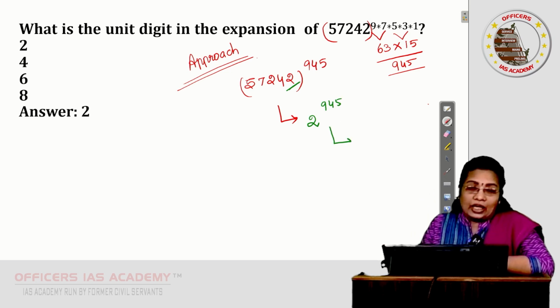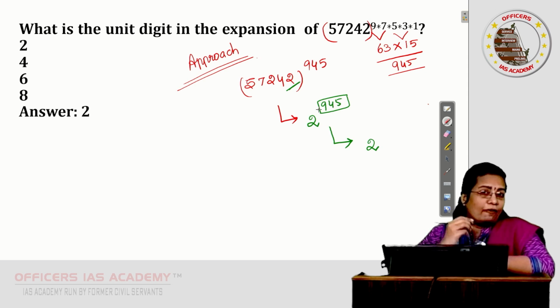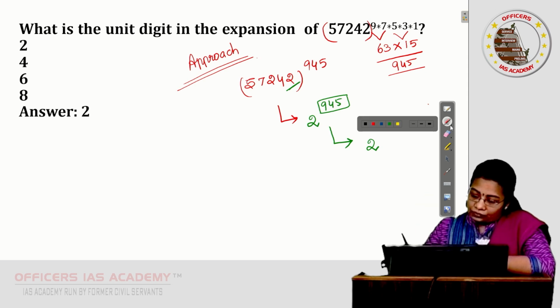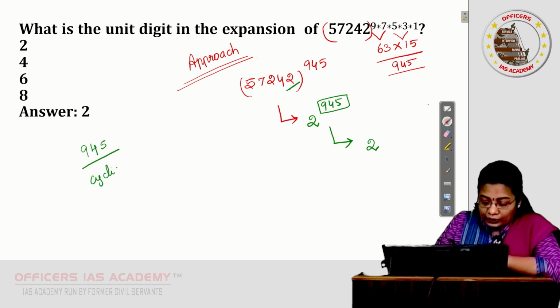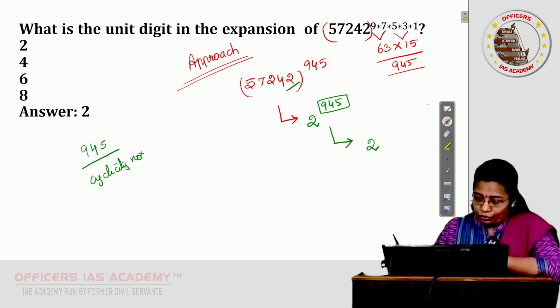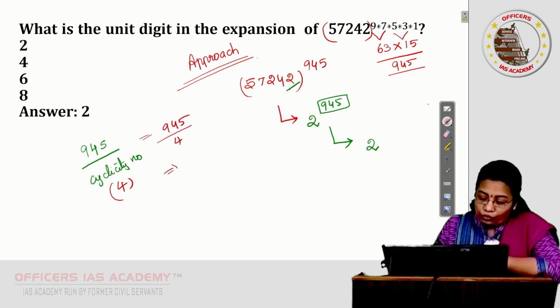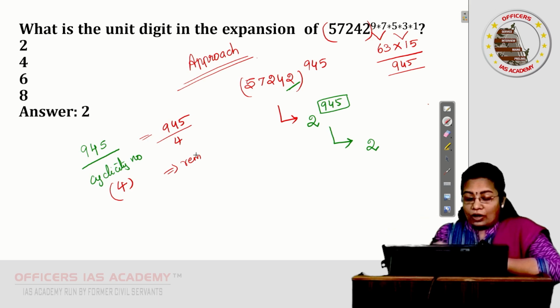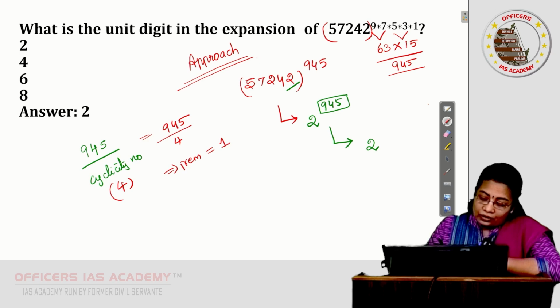So which will be equal to 2 power what? Here the power is a larger number. Simplify this power into a very small number. For this, what is the idea? You want to divide this by the cyclicity number. What is the cyclicity number for 2? Here it is 4. So 945 divided by 4. What is the remainder you will get? Ignore the quotient part; we only want the remainder part. So the remainder is going to be 1.